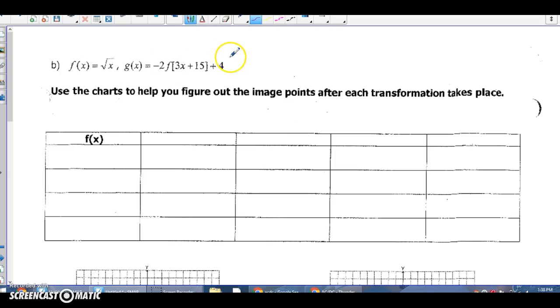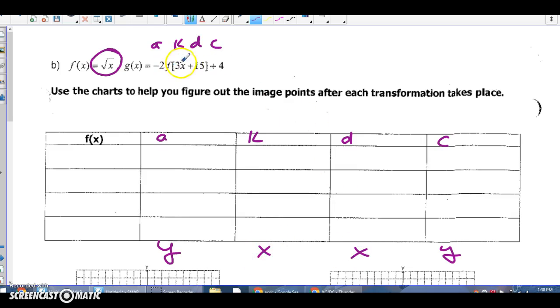Okay, here we go. So we're going to transform root x, and we're going to do all these things to it. So this is your A, this is your K, this is your D, and your C. A, K, D, C. A and C affect the Y, they affect the vertical, and K and D affect the X. So let's go through this.